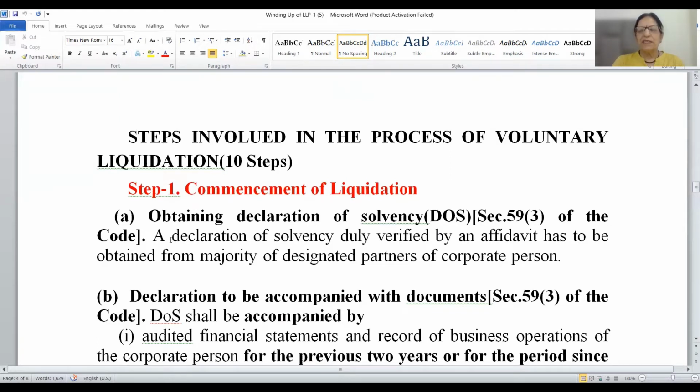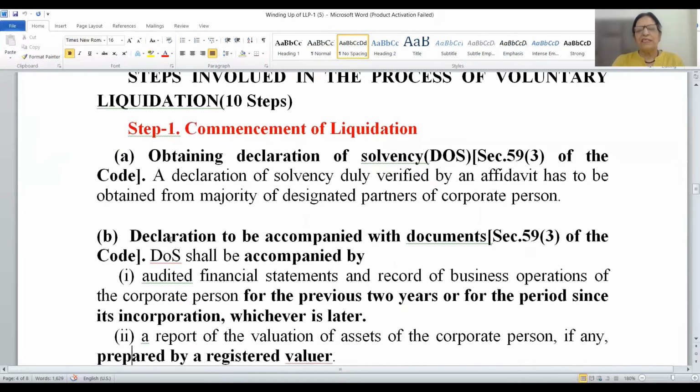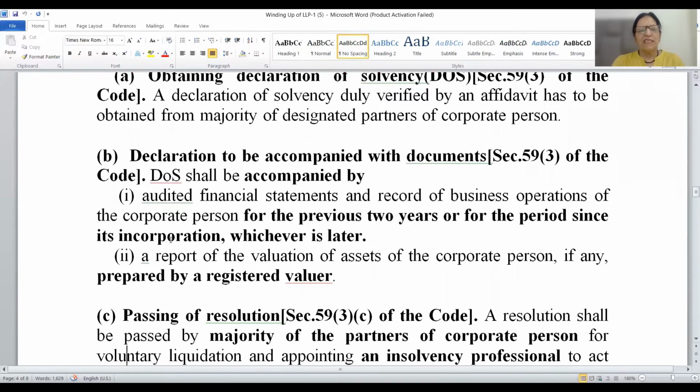Section 59, subsection 3 of the code provides a declaration of solvency duly verified by an affidavit. So designated partners have to submit the affidavit. They have to declare that the corporate person is solvent enough. And this declaration must be accompanied with certain documents, and these documents are audited financial statements and record of business operations of the corporate person, means LLP, for the previous 2 years or for the period since its incorporation, whichever is later.